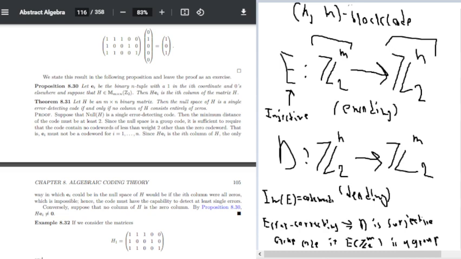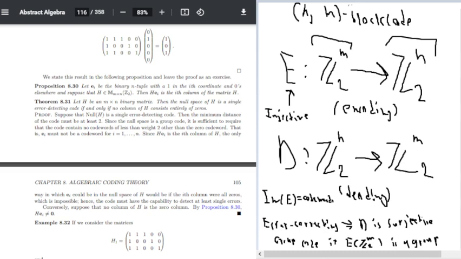Theorem 8.31. Let H be an m times n binary matrix. Then the null space of H is a single error detecting code if and only if no column of H consists entirely of zeros. Proof. Suppose that the null space of H is a single error detecting code. Then the minimum distance of the code must be at least 2. Since the null space is a group code, it suffices to require that the code contain no code words of weight less than 2 other than the 0 code word. That is, E_i must not be a code word for i equals 1 all the way to n.